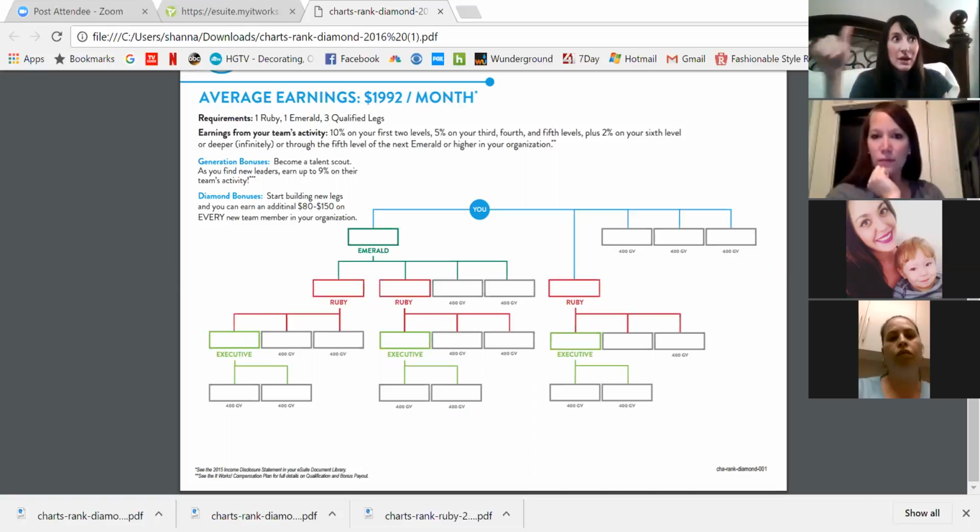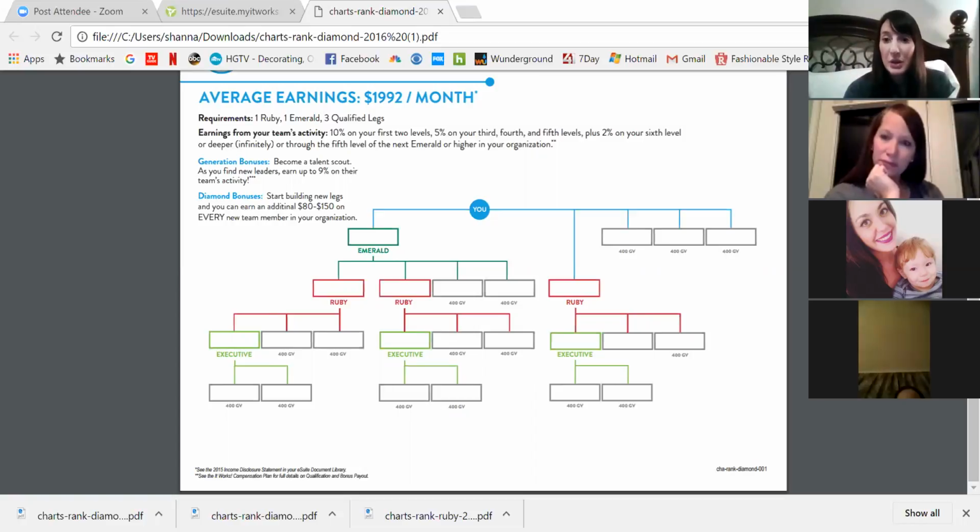So say one of her people also starts kind of taking off. For every single person that they enroll, if they get Fast Start qualified in their first 30 days, you're going to earn $80. So it's 80, 80, 80, 80 over and over and over again. And it can make your check absolutely explode. And that's for every single person that you sign up after diamond. And they just get bigger and bigger and bigger the more you promote. So it's hard to even fathom.